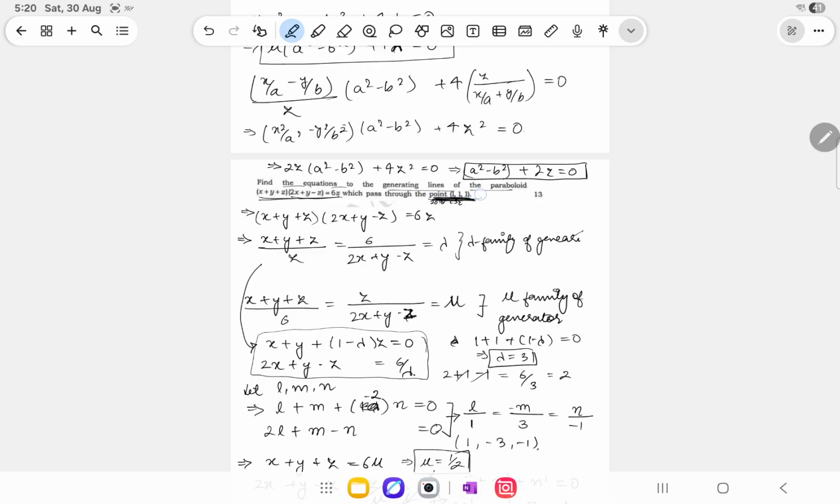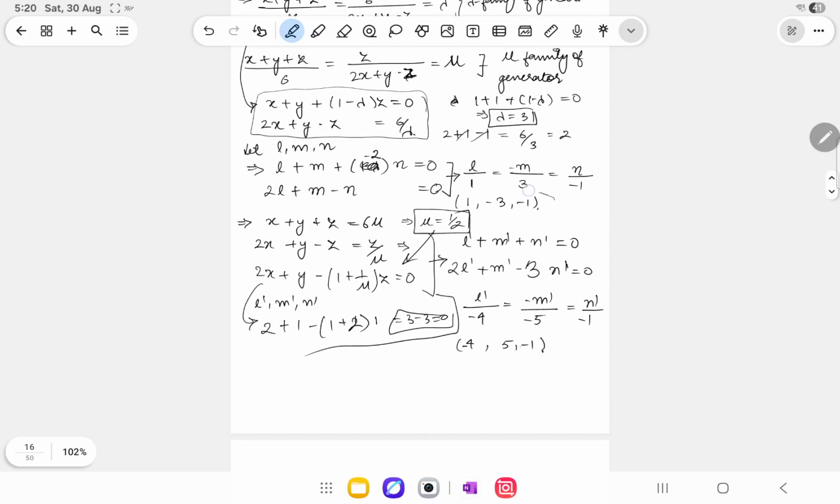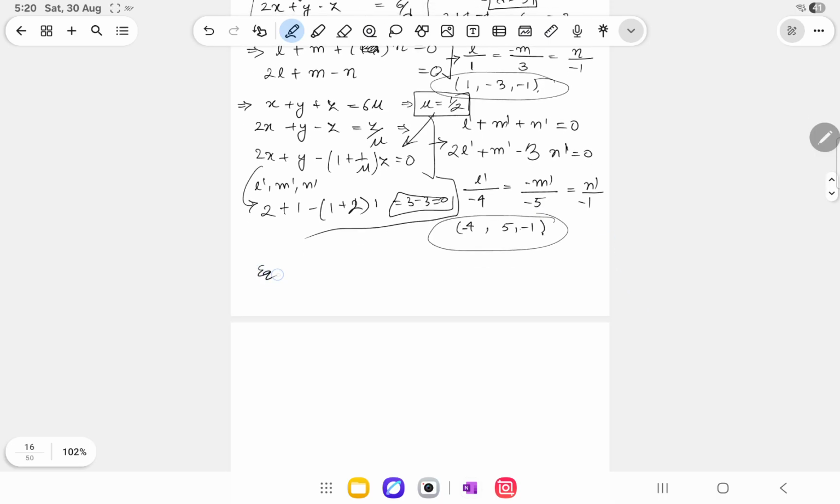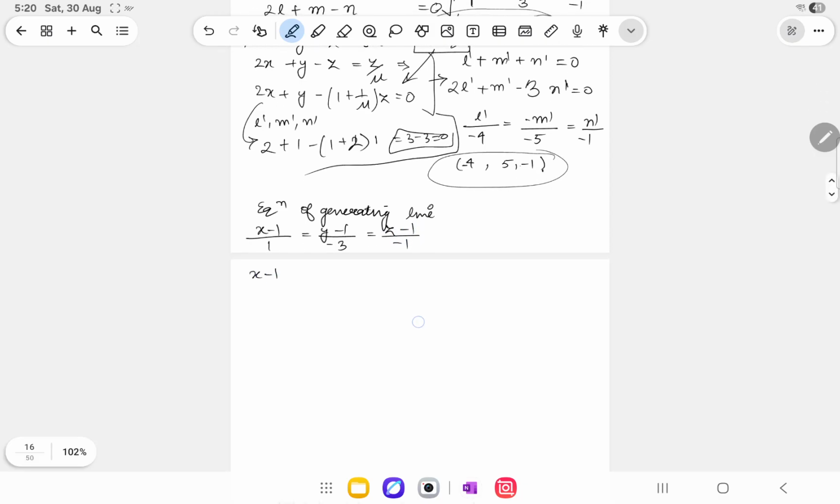Now, since it is given that the generating lines pass via (1, 1, 1), and we have the directions of both the mu family and the lambda family, we can find the equations of the generating lines. The equation of one generating line will be (x minus 1) by 1, (y minus 1) by minus 3, and (z minus 1) by 1. The equation of the other generating line will be (x minus 1) by minus 4, (y minus 1) by 5, (z minus 1) by minus 1. These two are the generating lines passing via the given point.